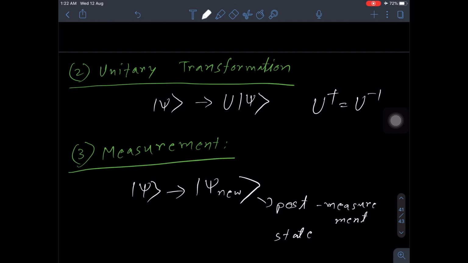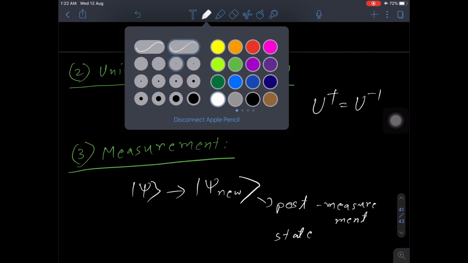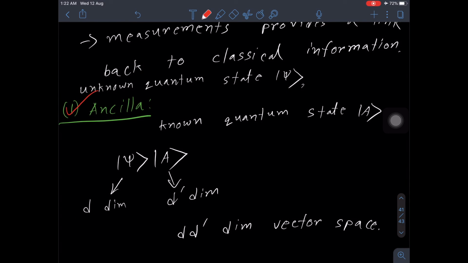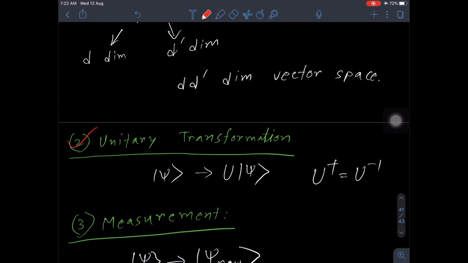All right, so these three are the most general. I mean, any general action can be thought of as a combination of these three operations. They can be in a particular order depending on the problem you are solving, but these are the only three operations that are required to perform any general quantum action.